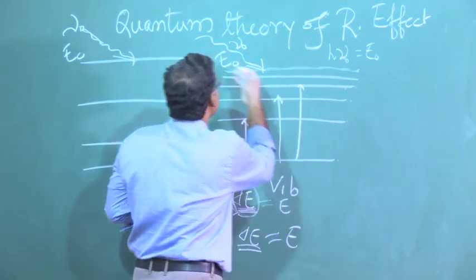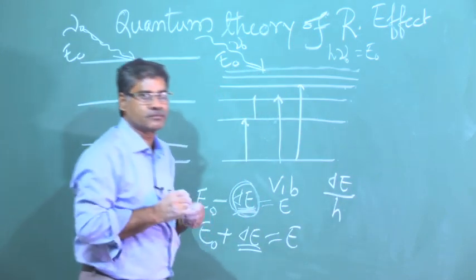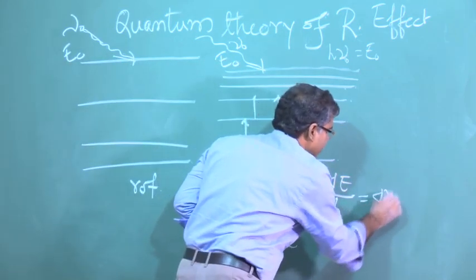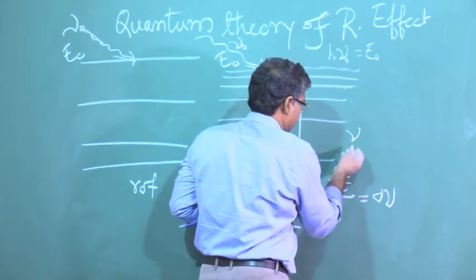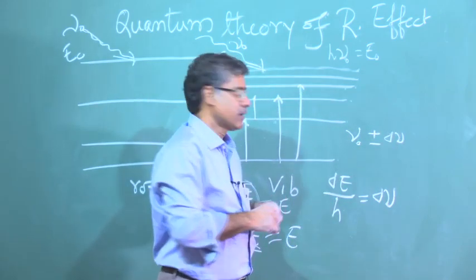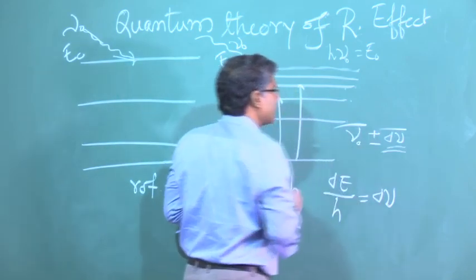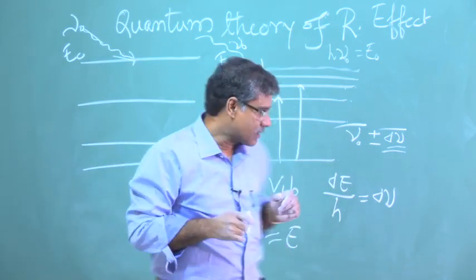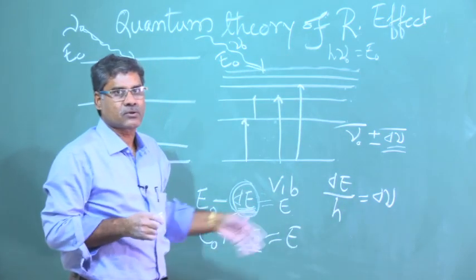So, this del E is basically, if one has to find out, that frequency, whatever nu 0, so del E by h nu, that energy del E, that will be del nu. So, in terms of nu 0 plus minus del nu. Or in terms of wave number, if you want to write, you can write this wave number. So, that is the quantum theory to explain the Stokes lines and anti-Stokes lines in Raman.